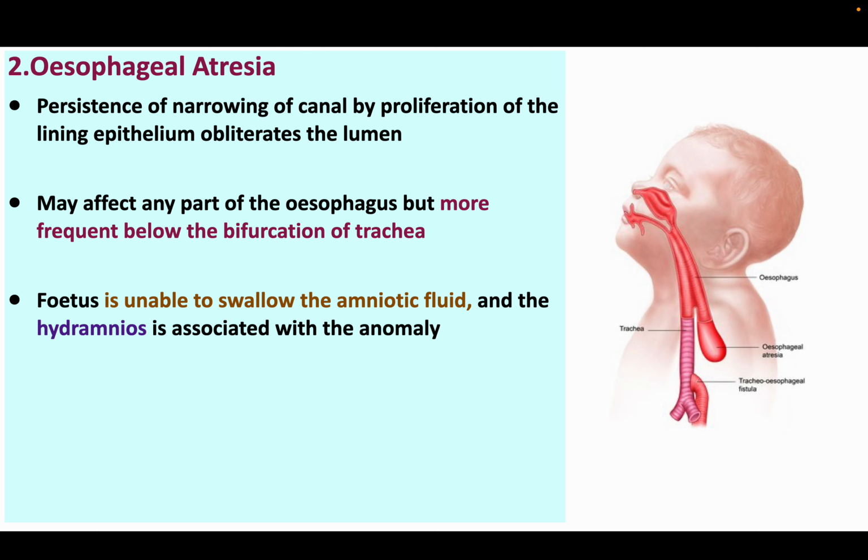Coming to the next anomaly, esophageal atresia: the persistence of narrowing of the canal by proliferation of the lining epithelium obliterates the lumen. You can see in the diagram. So this is the esophagus, the dorsal portion of the foregut which is going to develop into the trachea and esophagus. It may affect any part of the esophagus, but more frequently it is seen at the level of the bifurcation of the trachea. The fetus is unable to swallow the amniotic fluid, and hydramnios is associated with this anomaly.